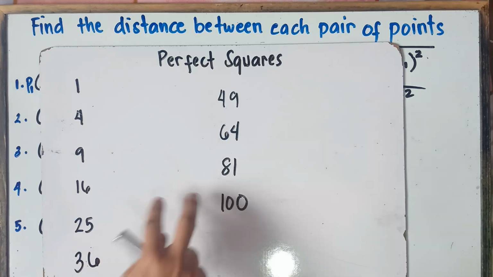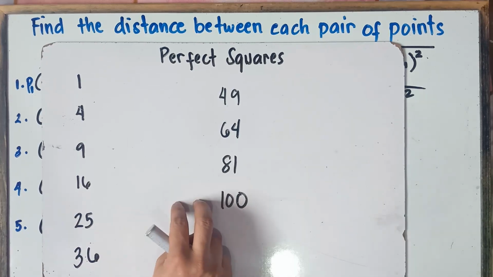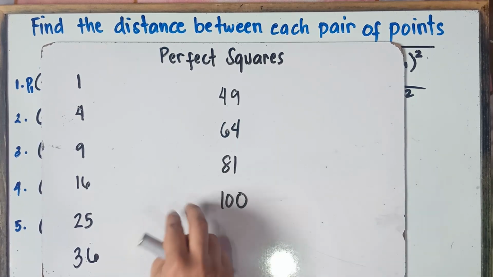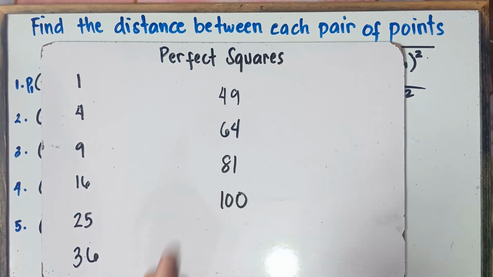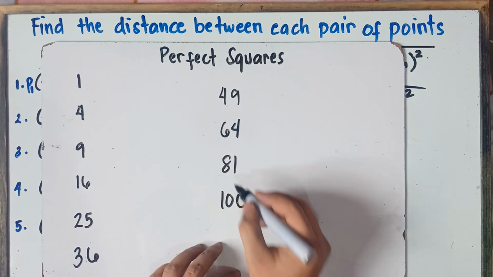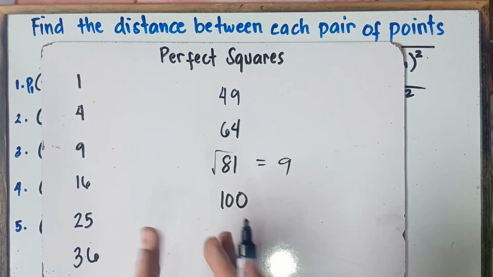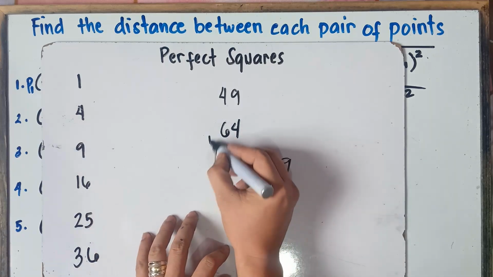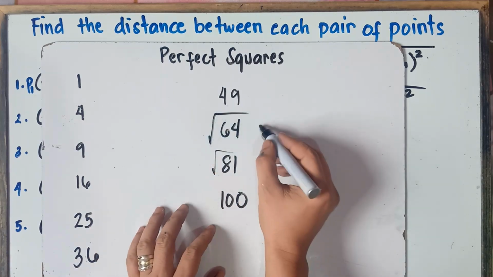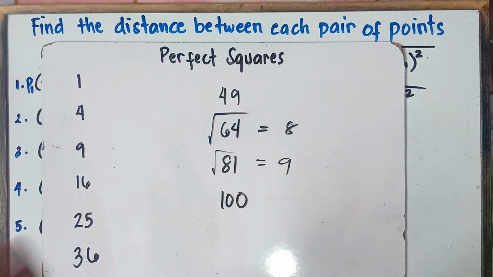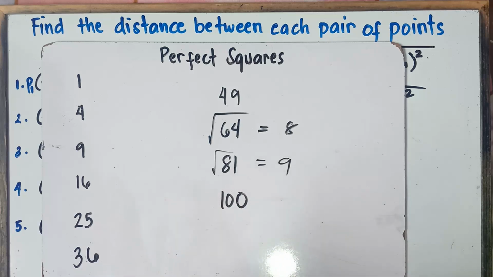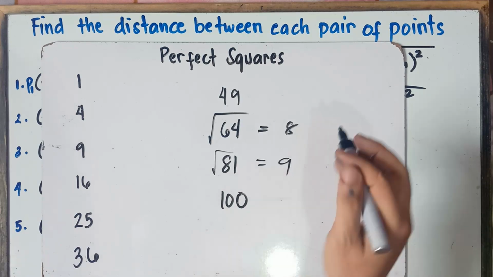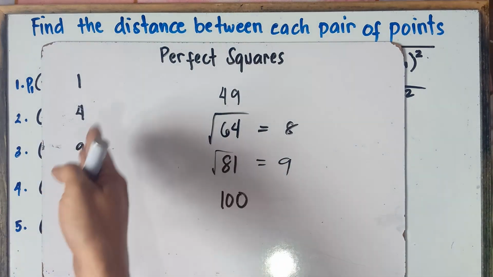Question, sir. Why do we call these numbers perfect squares? We call these numbers perfect squares because if we get the square root of the number, the answer is a whole number. For example, the square root of 81 is 9 because 9 times 9 is 81. The square root of 64 is 8 because 8 times 8 is 64. When you get the square root of these numbers, the answer is a whole number. That's why we call these numbers perfect squares. And 20 is not here.